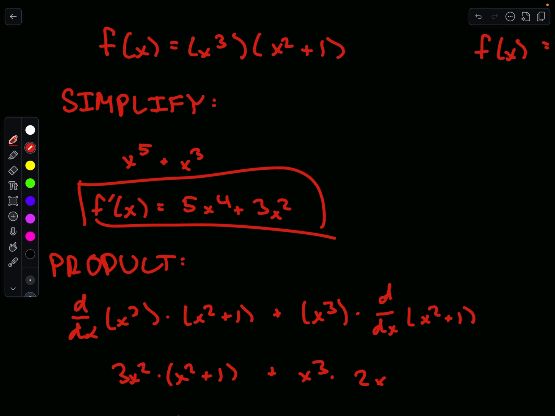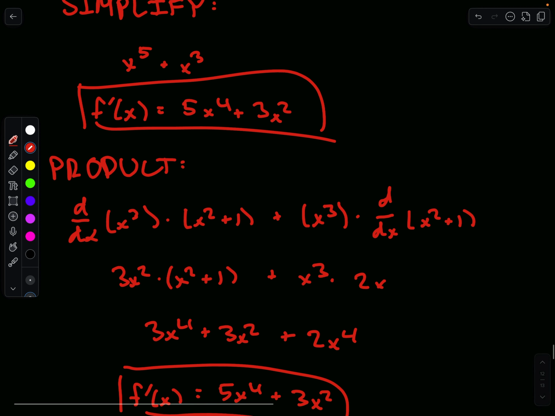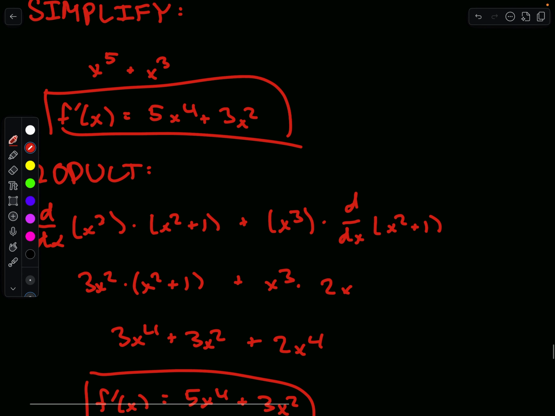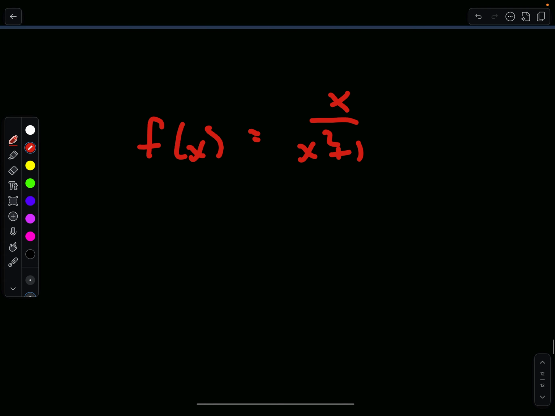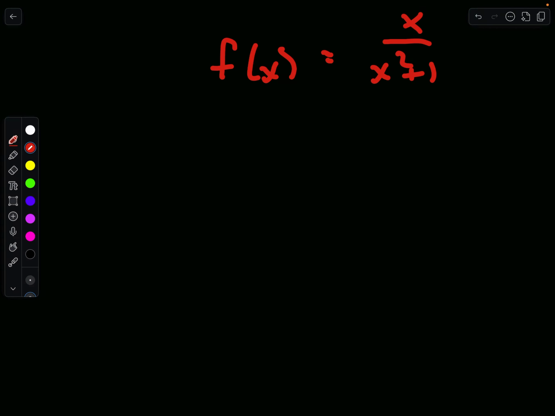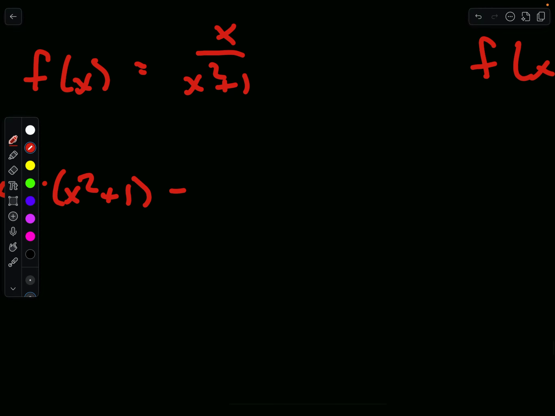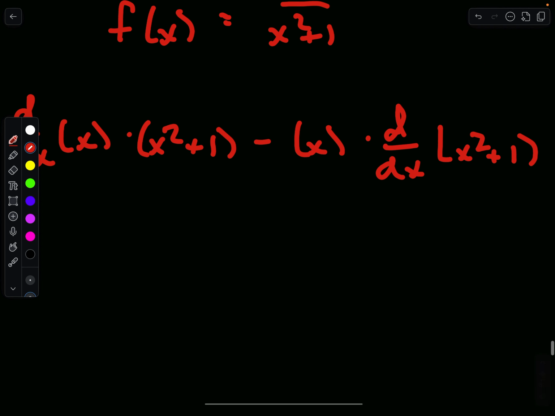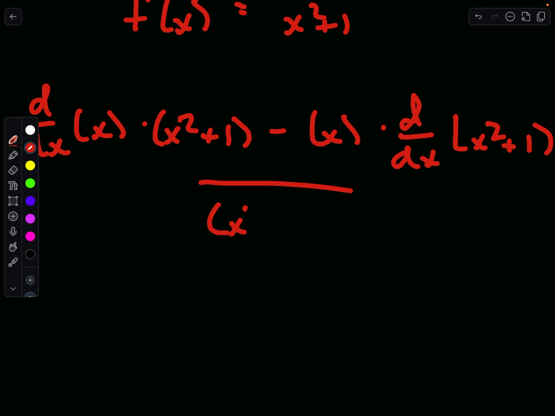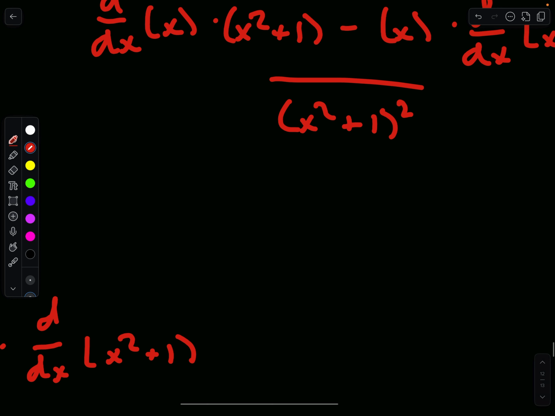Simplification is a better idea if it's simple and easy. Otherwise, if you don't have an option, go with the product rule. Now, let's look at a case where you need the quotient rule. So, we have d/dx of x times (x squared plus 1) minus x times d/dx of (x squared plus 1), all over (x squared plus 1) squared.